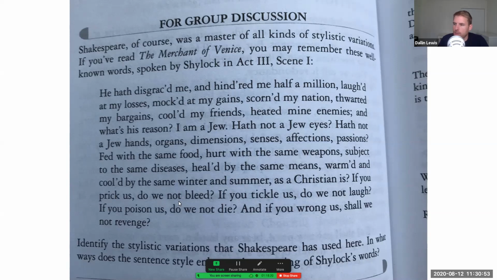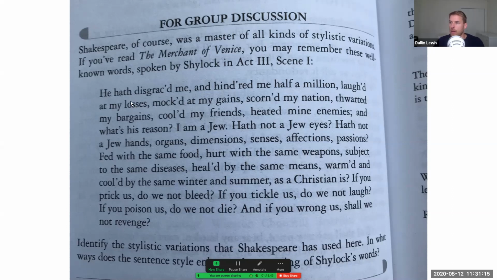"If you prick us, do we not bleed? If you tickle us, do we not laugh? If you poison us, do we not die? And if you wrong us, shall we not revenge?" So a lot going on here. Hopefully you notice there's a lot of asyndeton here, where we're not using a lot of coordinating conjunctions. We just have comma after comma after comma here.